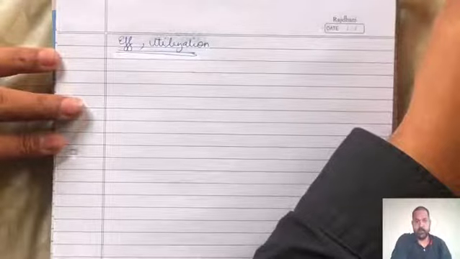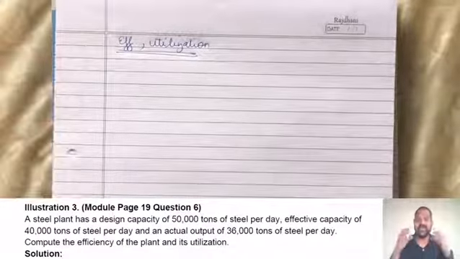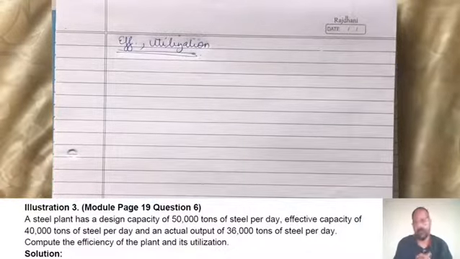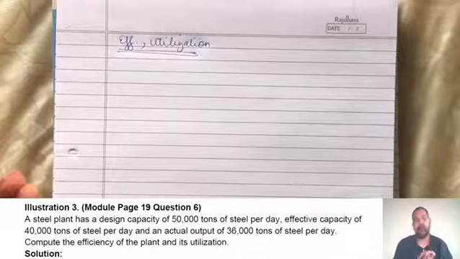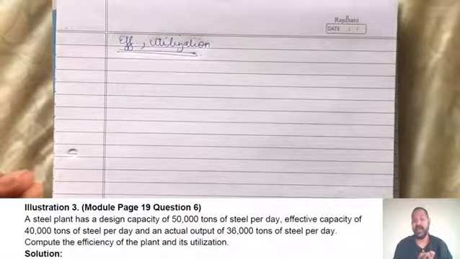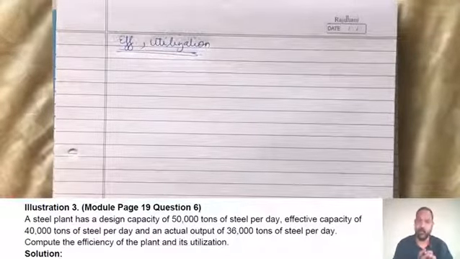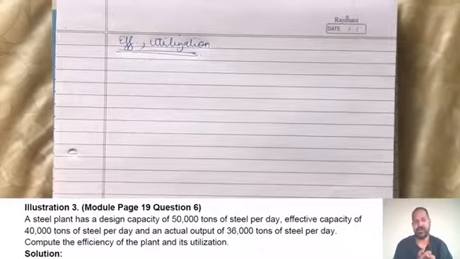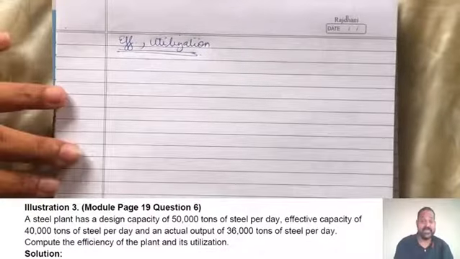The question that I want to do is question number 3. A steel plant has a design capacity of 50,000 tons, effective capacity of 40,000 tons and an actual output of 36,000 tons per day. Compute the efficiency of the plant and its utilization. So, there is a steel plant.